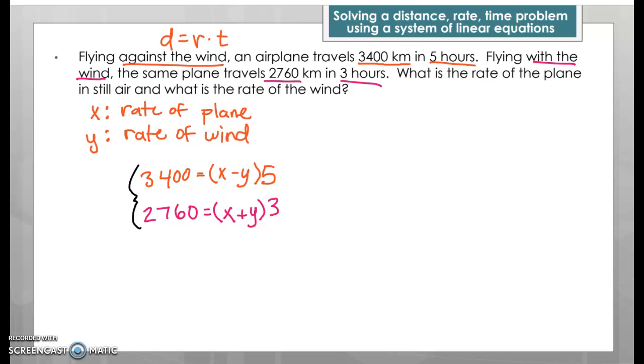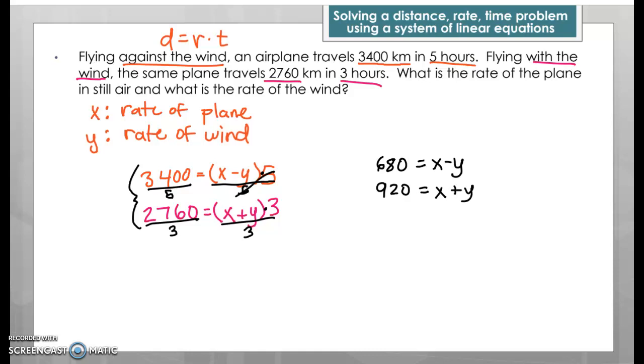How am I going to solve for these equations? Well, I have both of these equations being multiplied by 5 and then multiplied by 3. So on the top, let's divide by 5 on both sides. And on the bottom, let's divide by 3 on both sides. So I end up getting a new set of equations. 680 equals x minus y. And 920 equals x plus y. If you're wondering where that came from, let's go back for a minute. The 5's go away, the 3's go away. They don't go away, they go to 1. And then 3,400 divided by 5 is 680. 2,760 divided by 3 is 920.